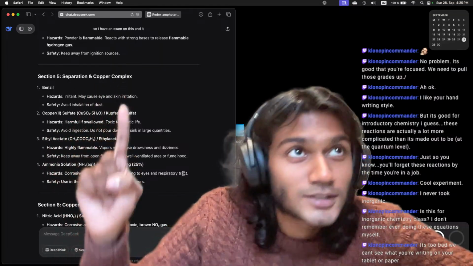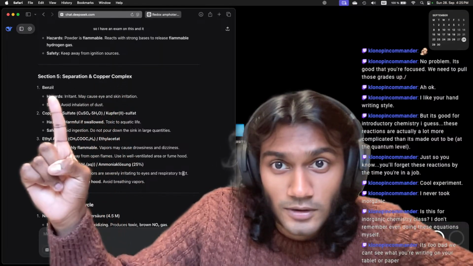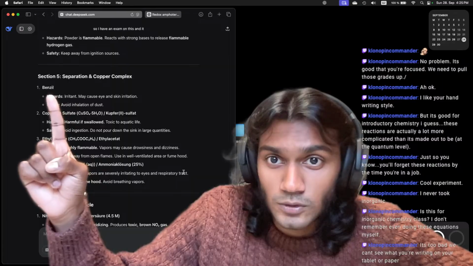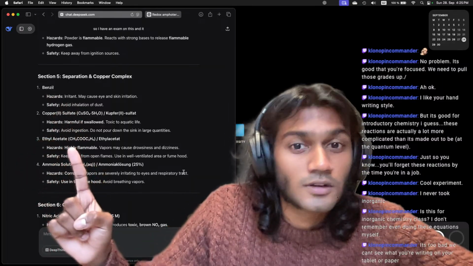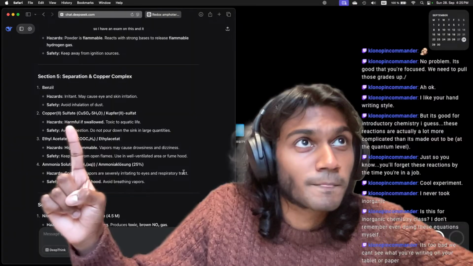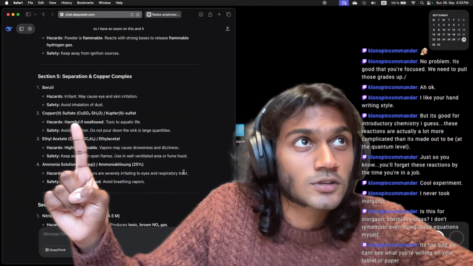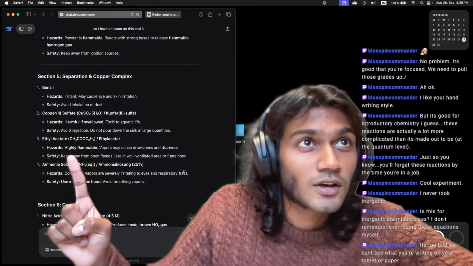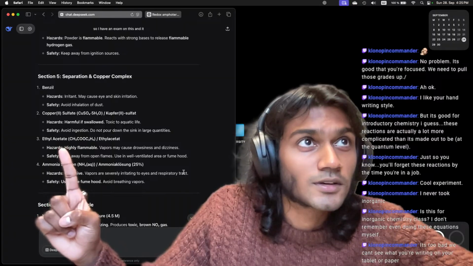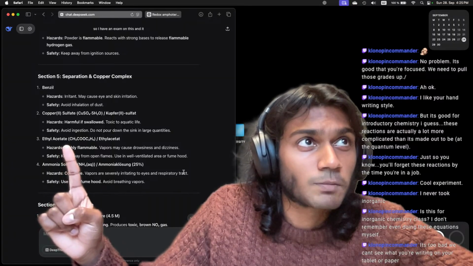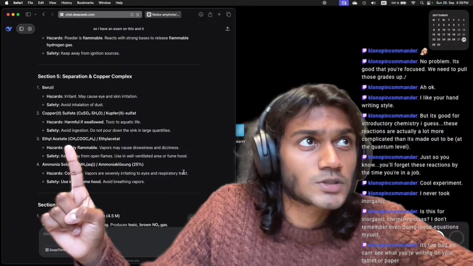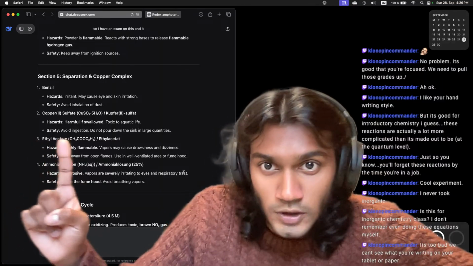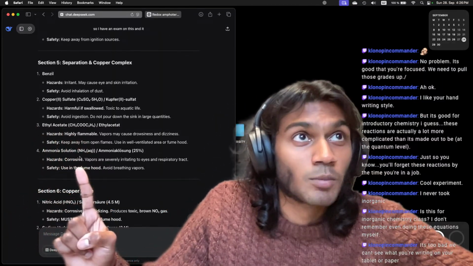Separation and copper complex. Benzil causes eye and skin irritation. Don't wear this. Copper sulfate: harmful if swallowed, toxic to aquatic life. So don't eat this. Ethyl acetate: highly flammable. Vapors cause drowsiness and dizziness. So if you want to get high, you could take ethyl acetate. That's a good choice.